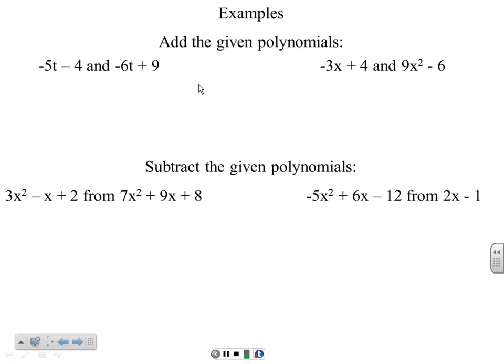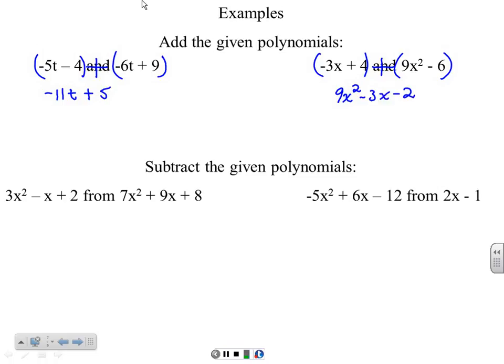Alright, so let's look at all these. For the top two, it says to add. So again, when we add these, that's what we're doing, and we're just going to combine like terms. So negative 5t and negative 6t is going to be a negative 11t. And negative 4 and positive 9 is going to give me a positive 5. On the right hand side, to add these two, I have a 9x squared, but I do want these in descending order, so start with your highest degree first. So we have 9x squared, and then we have a negative 3x, and then we have a negative 2.